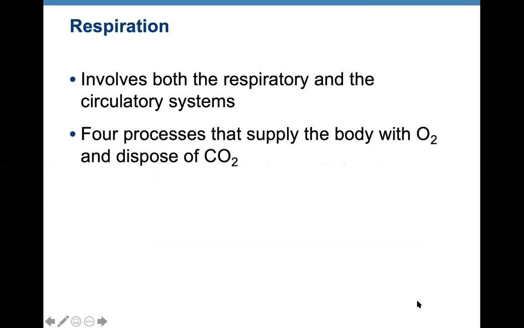So one of the main functions of the respiratory system is respiration. This involves both the respiratory and circulatory systems because the respiratory system's job is to get the respiratory gases of oxygen and CO2 into the body and exchanged into the blood. And the job of the circulatory system is to actually transport those gases around the body. Now, there are 4 processes that will supply the body with oxygen and subsequently also dispose of CO2.